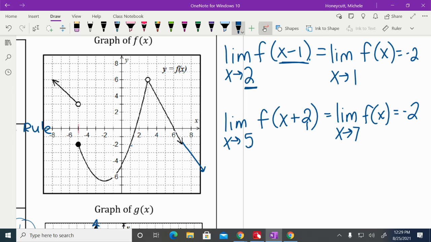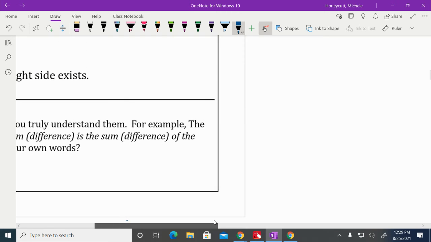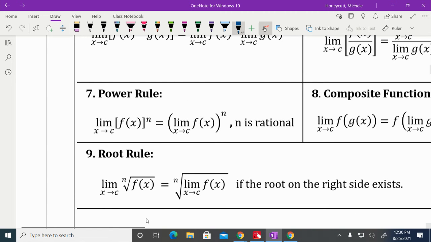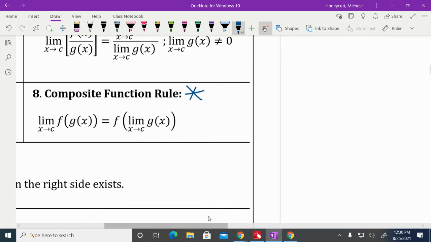All right. Let's talk about compositions. On the first page, I think it's property 8, which talks about composite functions. That's the composite function rule. This notation, limit as x approaches c of f of g of x, means you're putting one function inside the other. So that's the same as f of the limit as x approaches c of g of x.